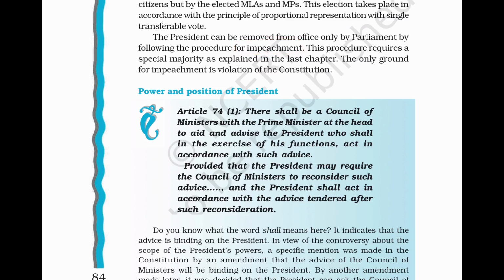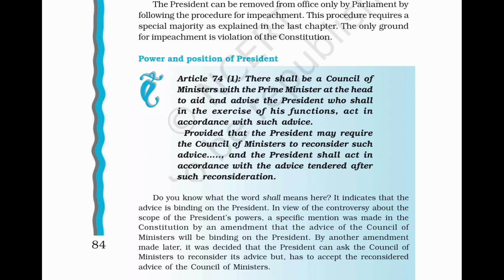So basically impeachment is a term which denotes the removal of president. Now this requires a special kind of majority. What is exactly special majority, what is simple majority, etc. I'll discuss in the coming lecture so that I give you a whole list of that. And there is just one ground of impeachment, which is violation of the constitution.